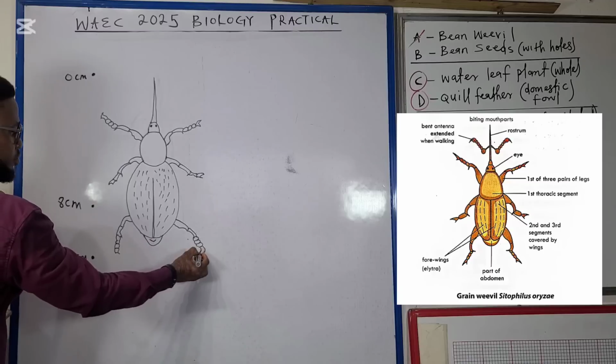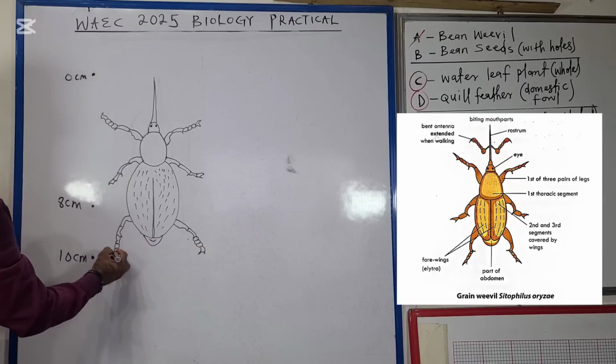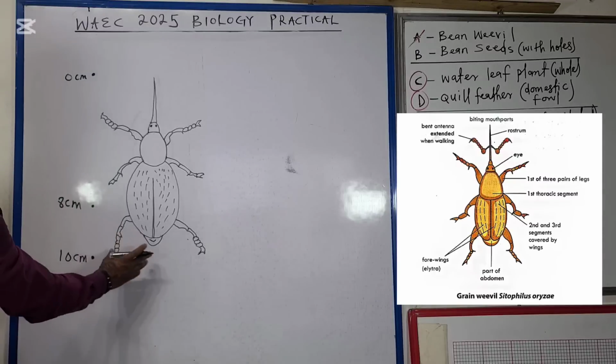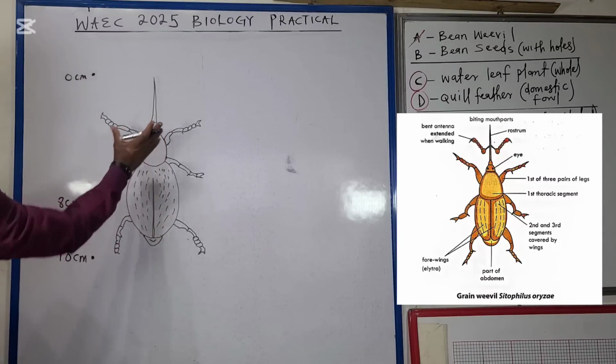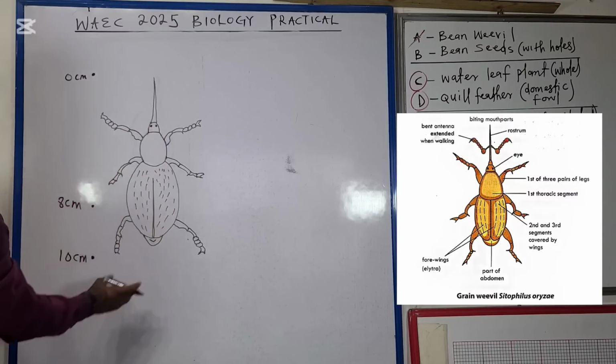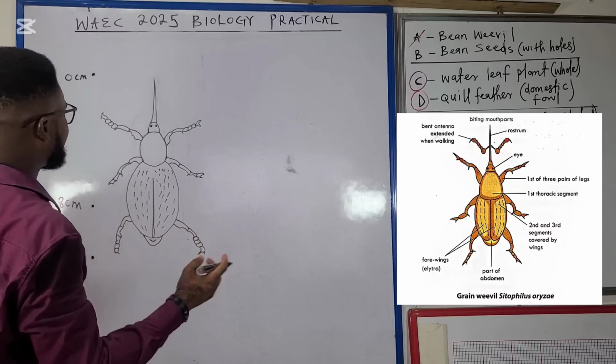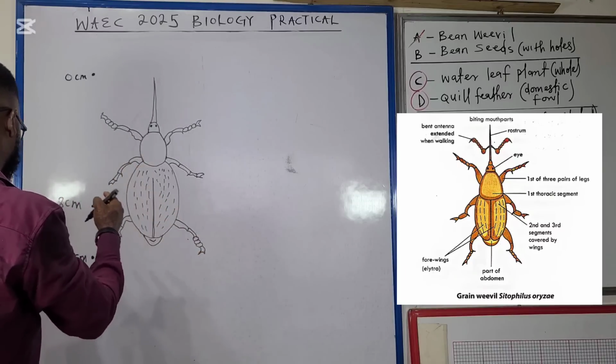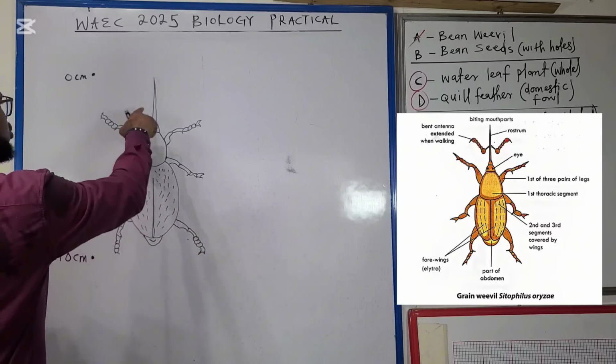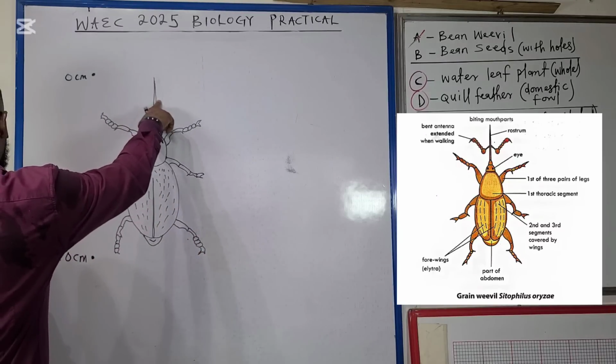So you see, that's the basic plan. So you see 3 pairs of limbs. That's the jointed appendage. It's not going out of the 10 cm mark. The next thing is for us to draw the antenna. The antenna should be an offshoot from the pointed rostrum.